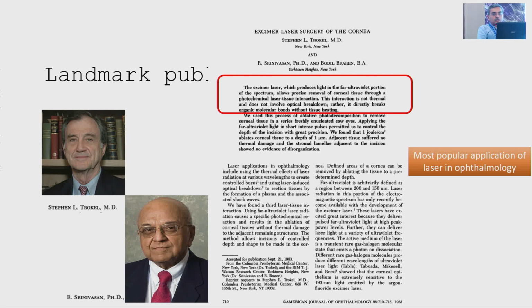They found out that the excimer laser, which was used in engineering for cutting microchips, could be used for ablating the cornea, and that could be used for reshaping the cornea for refractive surgery purposes. This was a very landmark paper, which led to the most popular application of laser in ophthalmology.